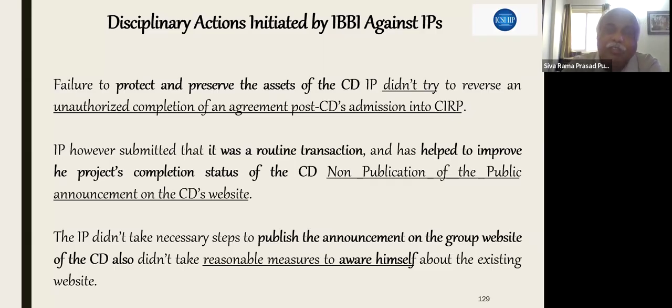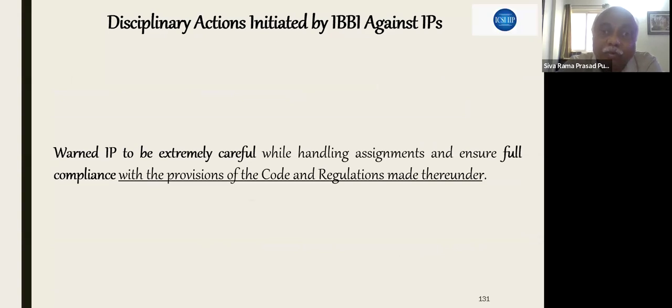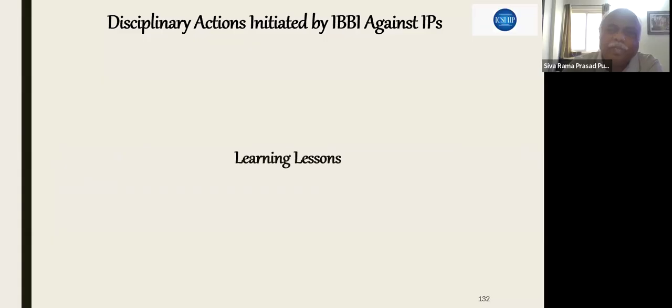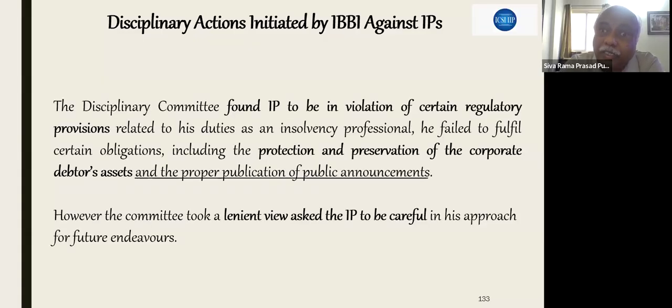So here he has to protect the assets of the CD, and penalties warrant that the IP be extremely careful while handling the assignment and ensure full compliance with the provisions of the Code and regulations thereunder. Learning lesson. The disciplinary committee found the IP in violation of certain regulatory provisions related to his duties as an IP. He failed to fulfill certain obligations, including protection and preservation of the corporate debtor's assets.